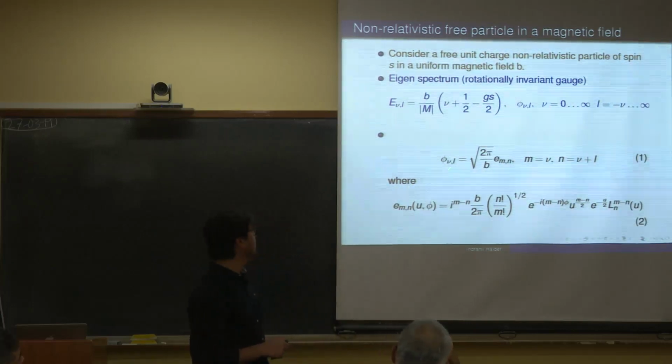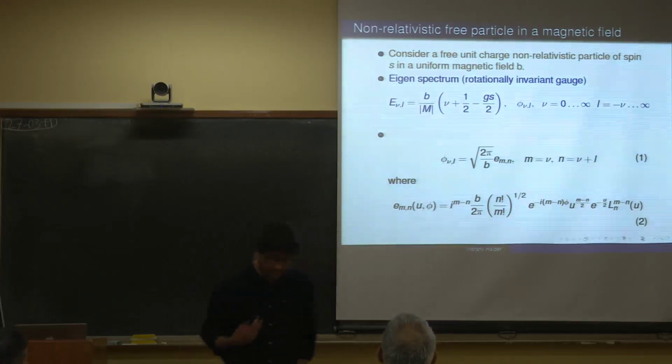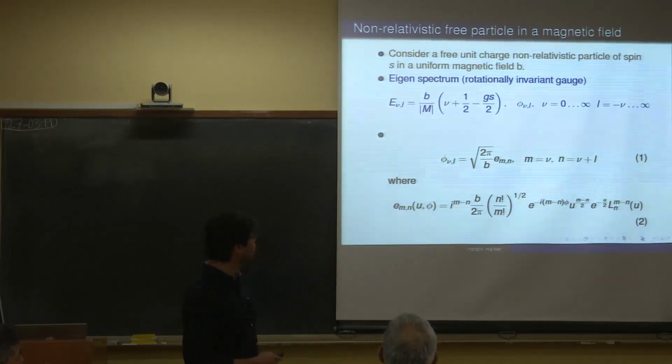So, we are relabeling this phi nu n in terms of a newly defined function E m n such that m is nu and n is nu plus L, and because of this condition m and n run from 0 to infinity, both of them integers. And here are the explicit forms of these functions. I will come to these functions in a bit, telling you what these functions are in terms of more fundamental structures.